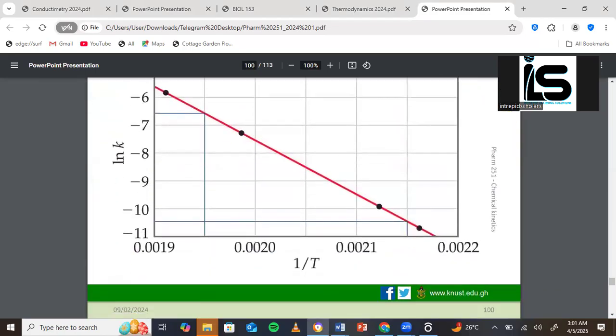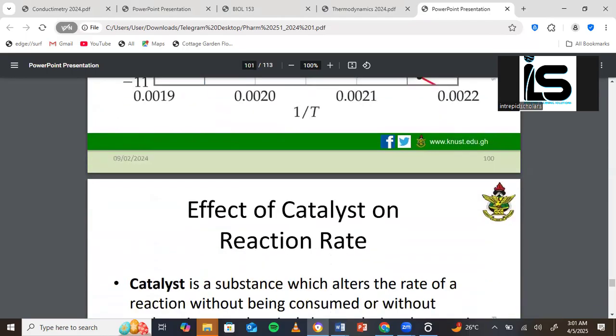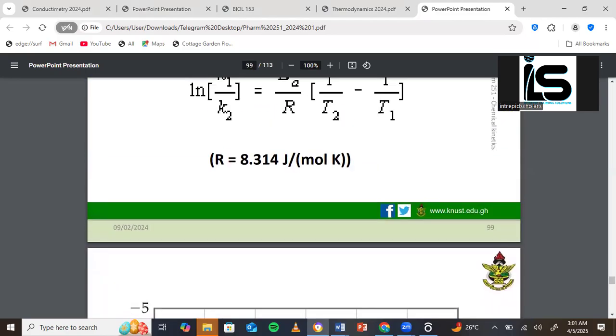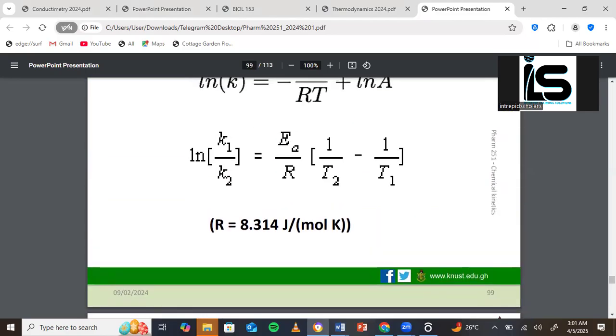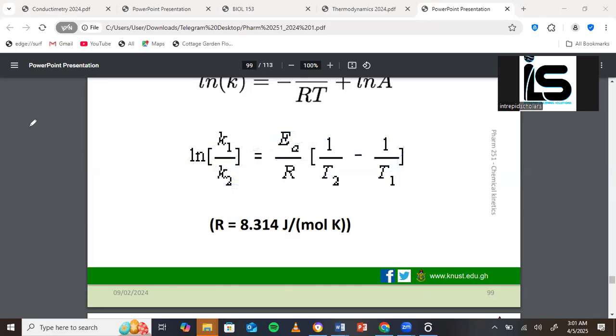So this is a classical graph where we have plotted ln K over 1 over T. Now, the slope of this graph can help us to find the activation energy. Once we get the activation energy, with the help of the second equation here, we can find any other K at any other increased temperature. Very simple.